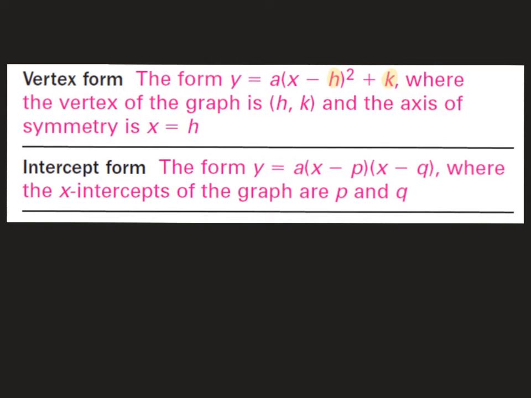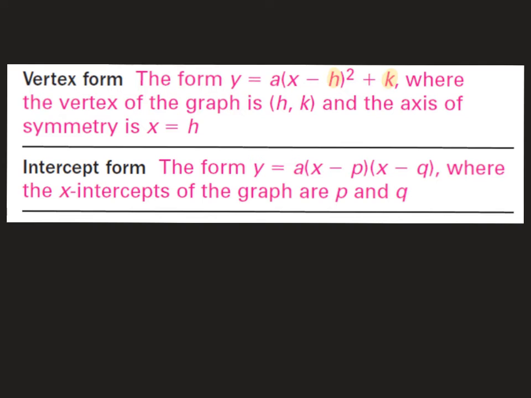Another form that you might see is intercept form. In intercept form, you can see P and Q right here. Whatever values you see here, those are going to be your intercepts. It should make sense: vertex form gives you your vertex, and intercept form will give you your intercepts. When you have these two values, you can plot them on the x-axis. You might still need to do a little bit more work for the rest of the parabola.